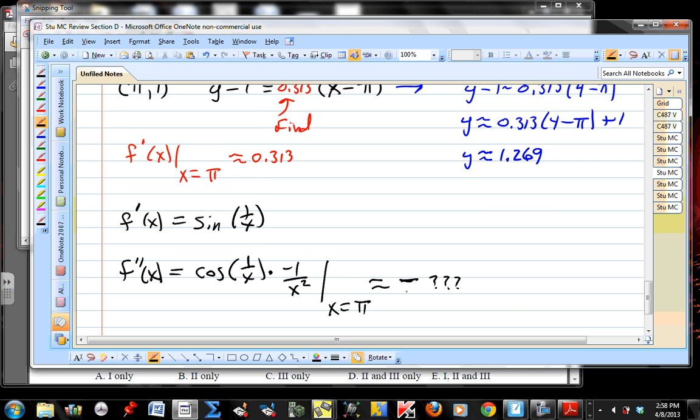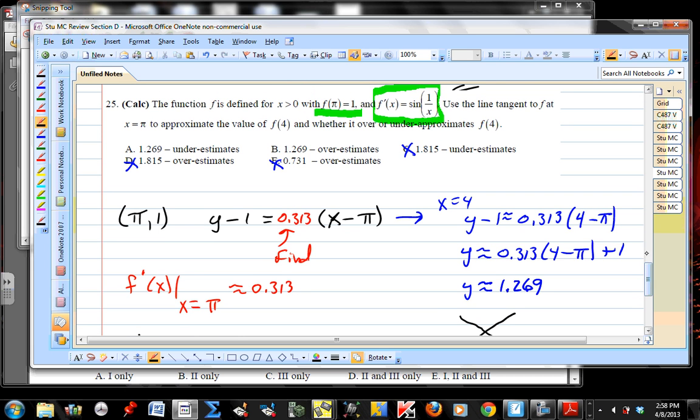All right. So if our second derivative is negative, that means our graph is concave down. Our graph is concave down, whatever our tangent line is, will be an overestimate. So we can come up here and say our answer is B.